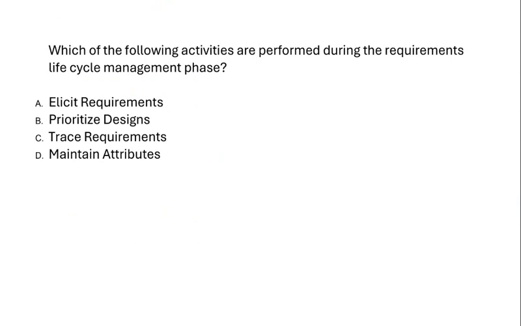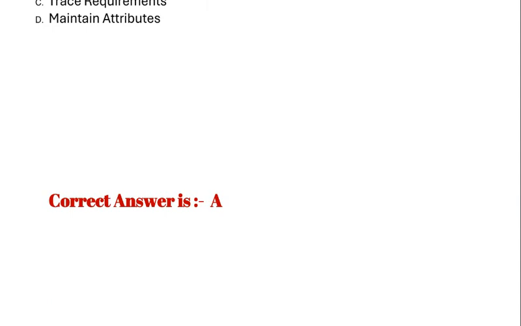Question is, which of the following activities are performed during the requirements lifecycle management phase? Option A. Elicit requirements. Option B. Prioritize designs. Option C. Trace requirements. Option D. Maintain attributes. Correct answer is option A.